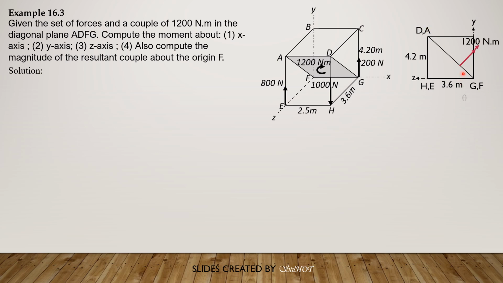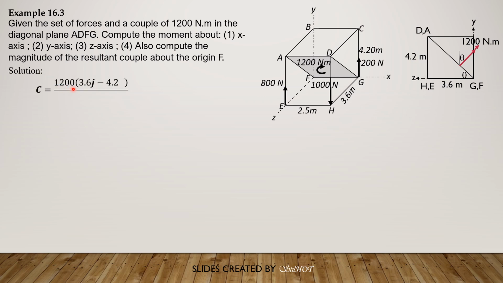Then if I call this angle theta, then the angle that this couple vector direction makes with the vertical is also theta. So if we express that couple into its components, we have the y and z components only, wherein the y is positive and the z component is negative. For the y component, it is magnitude times cosine of theta. It is adjacent. Cosine theta from this figure is 3.6 over square root of 3.6 squared plus 4.2 squared.